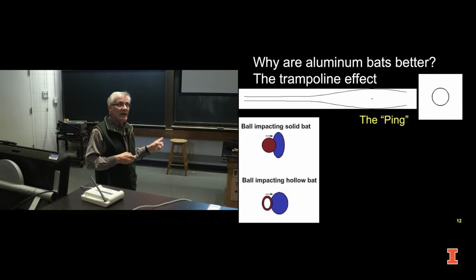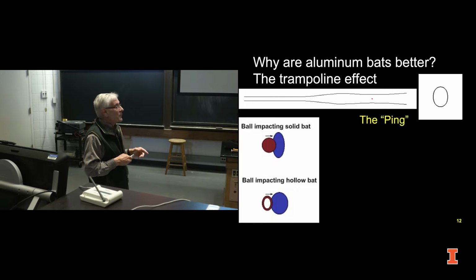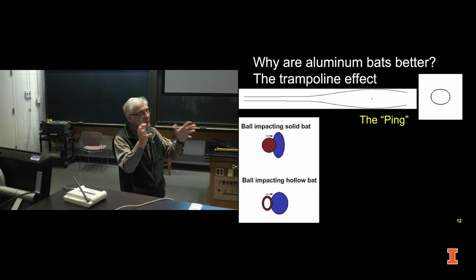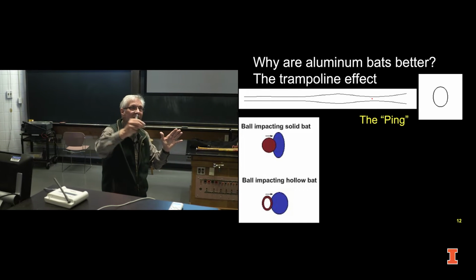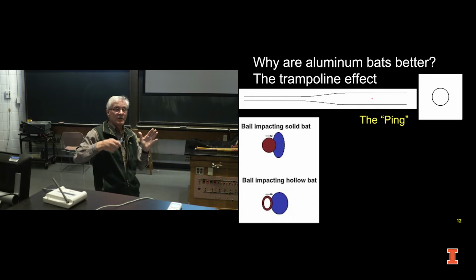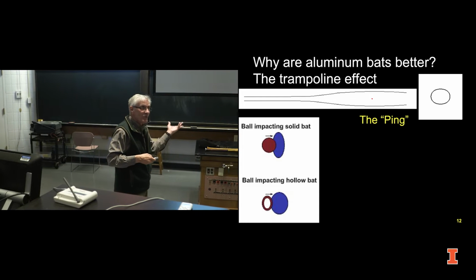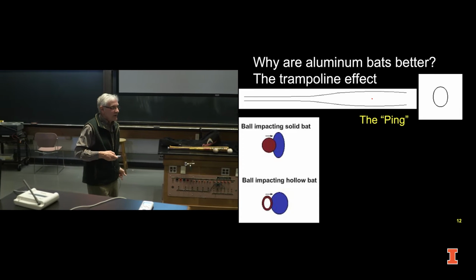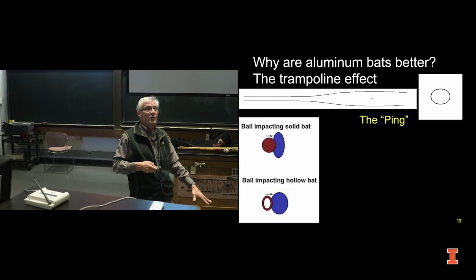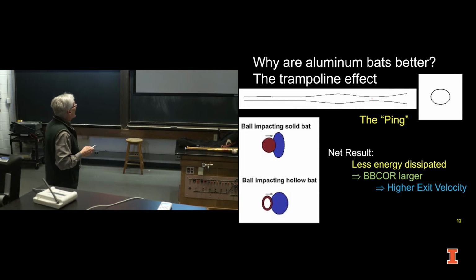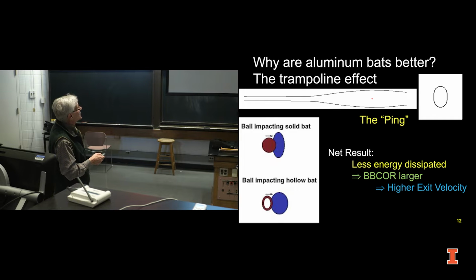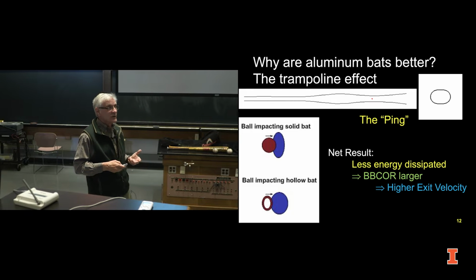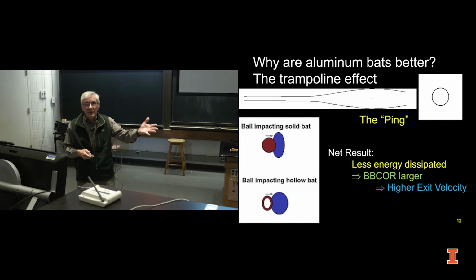But less so when impacting a hollow bat, because some of the initial energy is taken up by compressing the wall of the bat, and for reasons which I won't go into, that energy springs back again and is given back to the ball. It's sort of like jumping on a trampoline, that's why it's called a trampoline effect, versus jumping on the floor. The floor has no bounce, but the trampoline does. So less energy dissipation, the ball-bat coefficient is therefore larger, and therefore you get larger exit velocity.